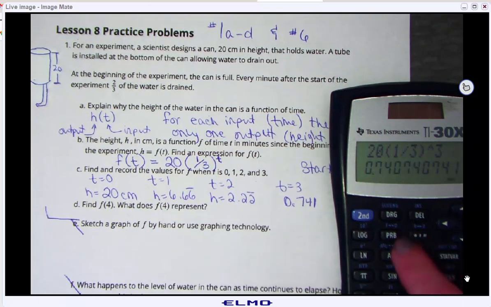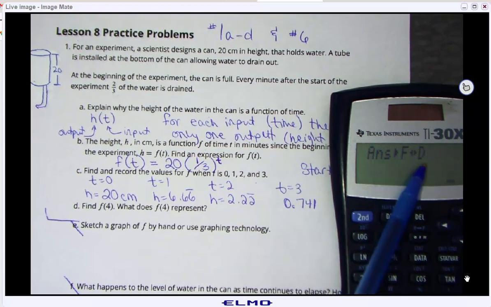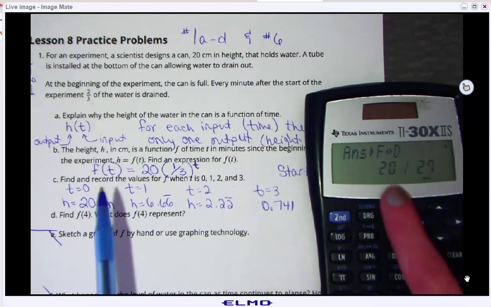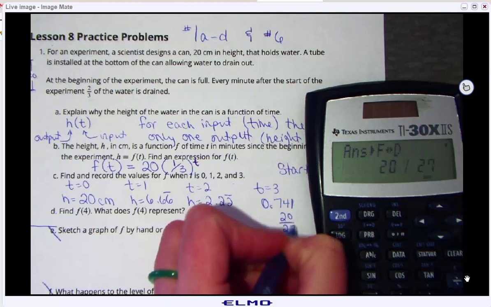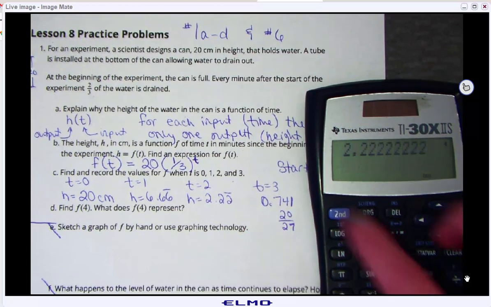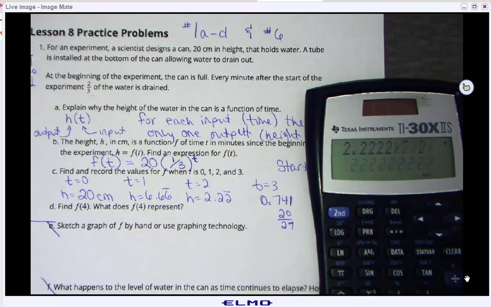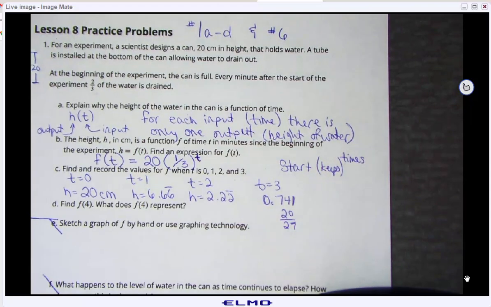Now, there is a nifty button that turns a fraction into a decimal or a decimal into a fraction. I'm going to use that button on my calculator. It's second, this one right here. So I'm going to hit that second to turn my answer from a decimal into a fraction. And it's telling me it's 20 over 27. So if you wrote these in decimal or in fractional form, that would be A-OK as well. All right, so that 2.222222 turned into a fraction. Oh, well, it didn't like that one. But we could turn any of our values into fractions if needed.